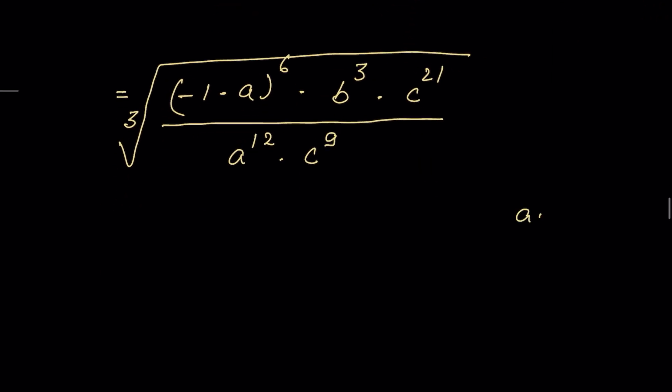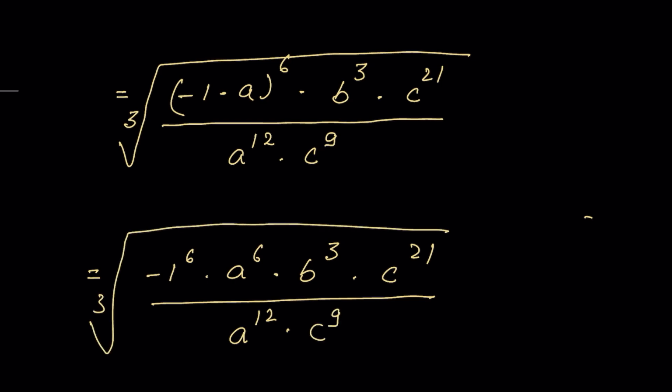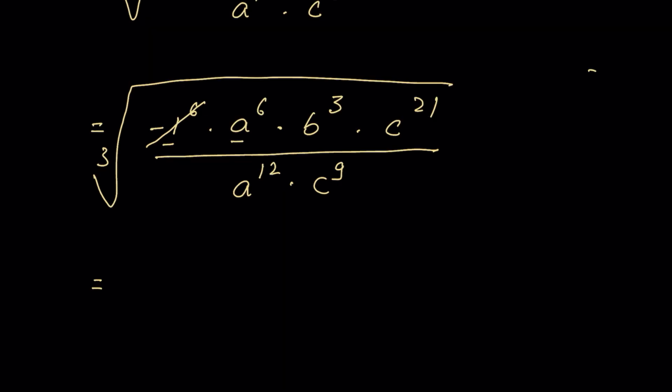Now when a times b whole to the power m is equal to a to the power m times b to the power m, according to the law of the exponent. Therefore, this will be minus 1 to the power 6 times a to the power 6, then times b to the power 3 times c to the power 21 upon a to the power 12 times c to the power 9 under cube root. Now minus 1 to the power 6 becomes positive 1, so we can cancel it simply like this. Now the bases are the same.